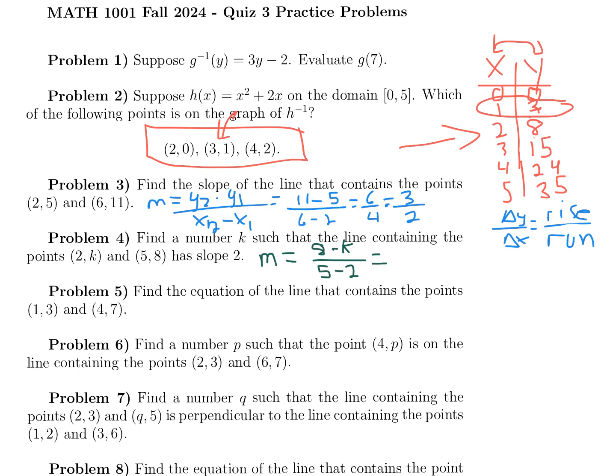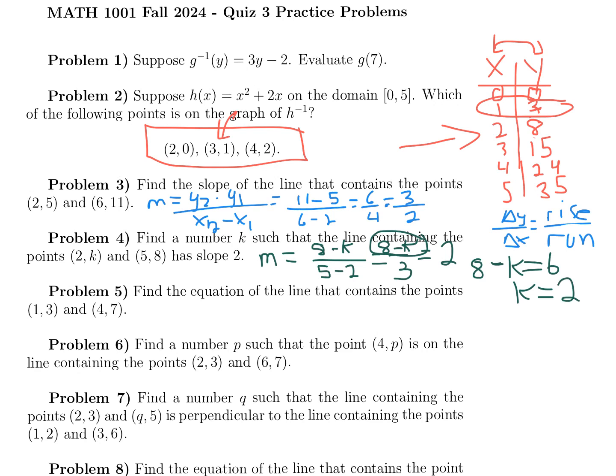So on the bottom, 5 minus 2 is 3, and 8 minus k is still there on top, and that's where I have to use a little bit of logic because it has to come out to 2. So the only way it's going to come out to 2 is if the top is equal to 6, right? So 8 minus k would have to be 6, so that 6 divided by 3 is 2. And so in that case, we want k to be 2 so that that happens.